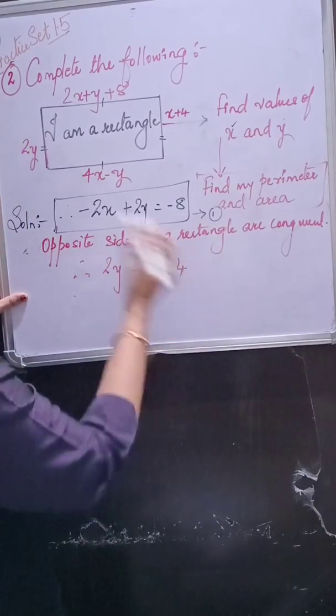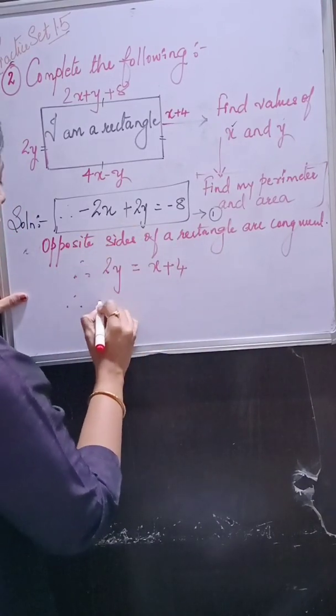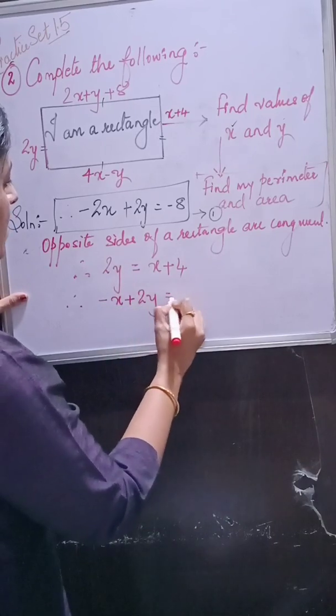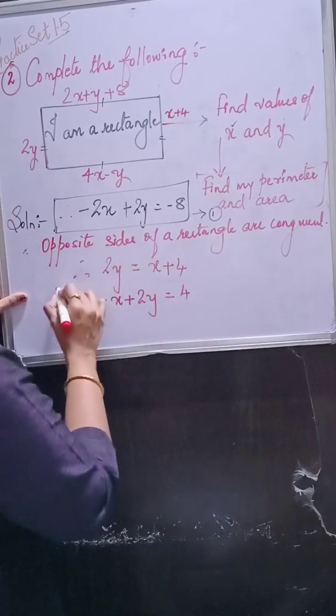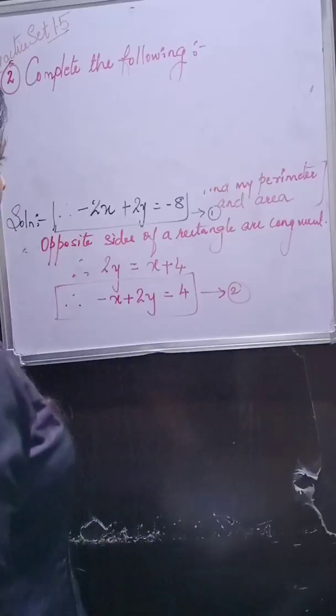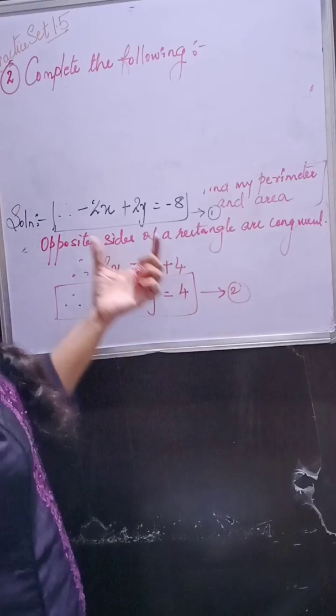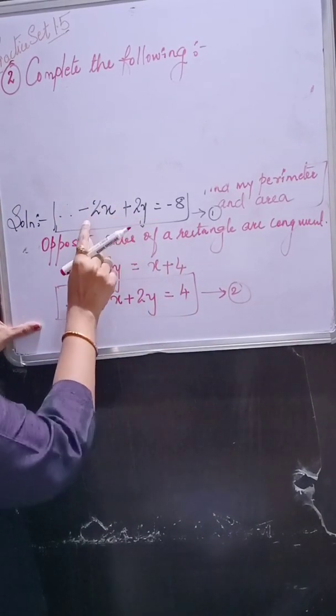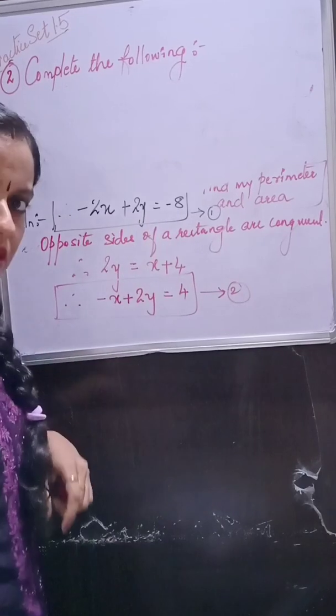I'll take x to the other side. Therefore, minus x plus 2y is equal to 4. So this is my second equation. We got our second equation. Now as I look closely, I can see here, I can take minus 2 common from the first equation.